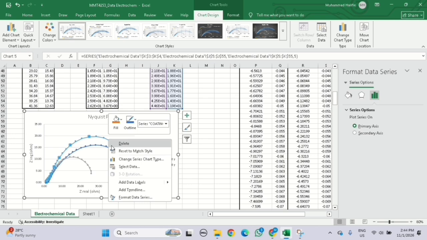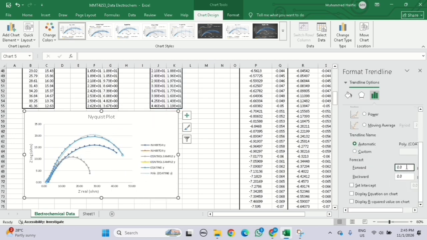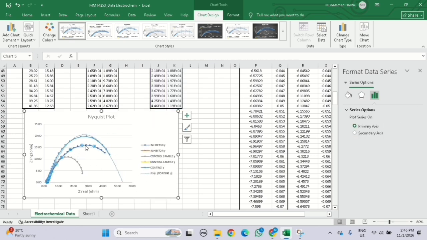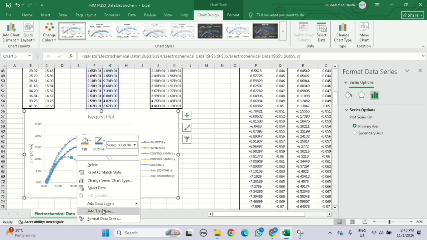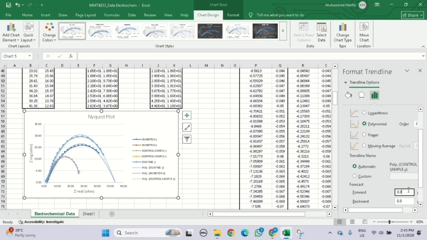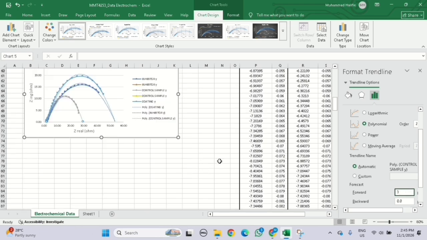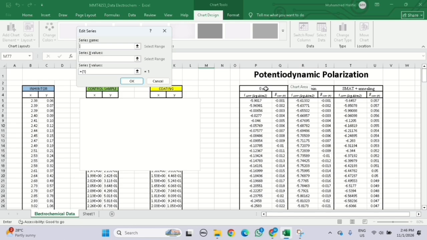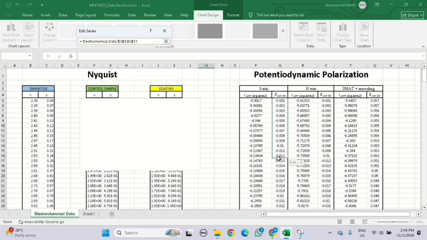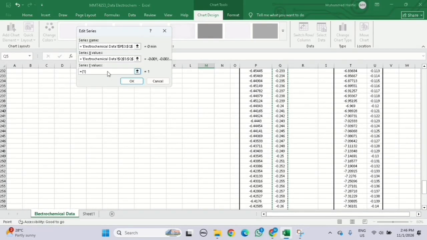So after that I interpolate the graph. So for the inhibitor line I use 9, I use 12, and for the coating line is 9, and lastly is 3. So next the second graph is Tafel plot.